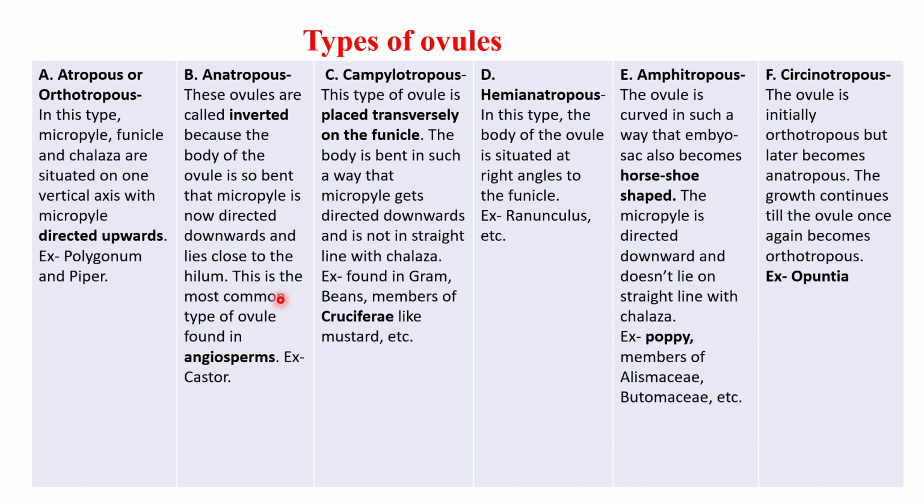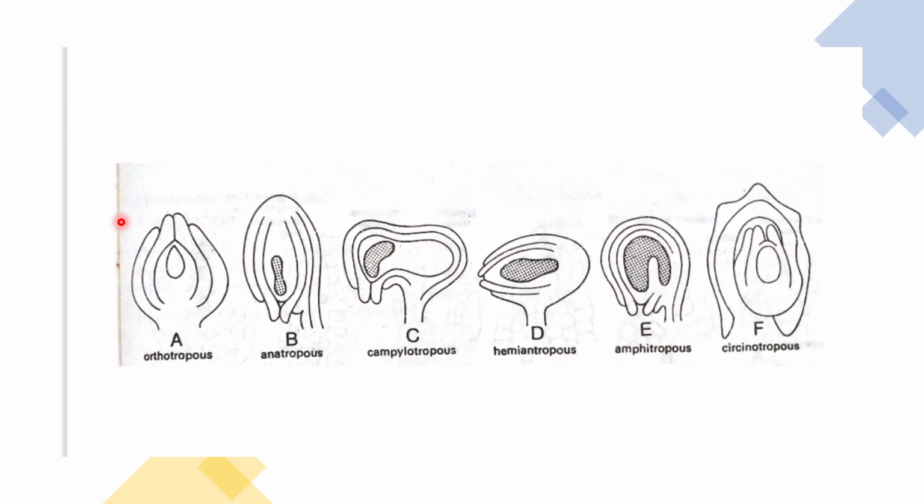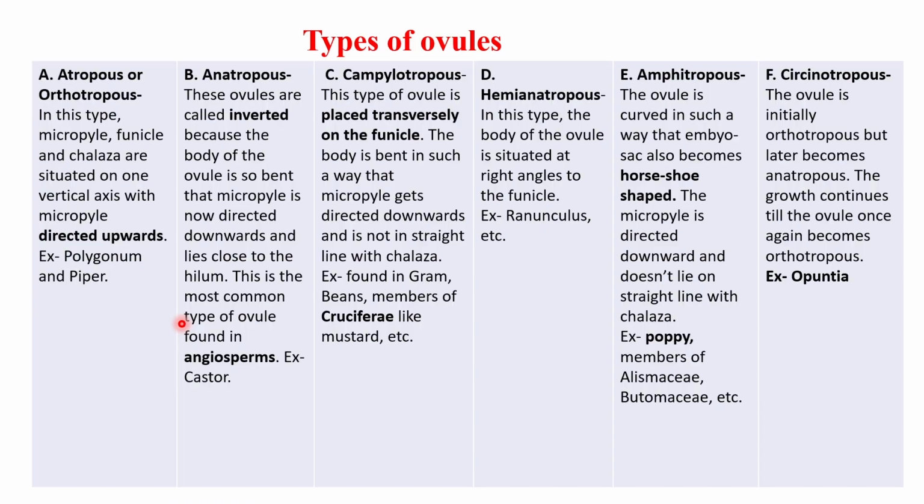Next we will see how the different types of ovules look, their structure, and examples. The first one is the atropous or orthotropous type. In this type, the micropyle, funicle, and chalaza are situated on one vertical axis with the micropyle directed upward. Here we see everything is present on one axis directed upward. This is known as orthotropous or atropous, and it is found in Polygonum and Piper.